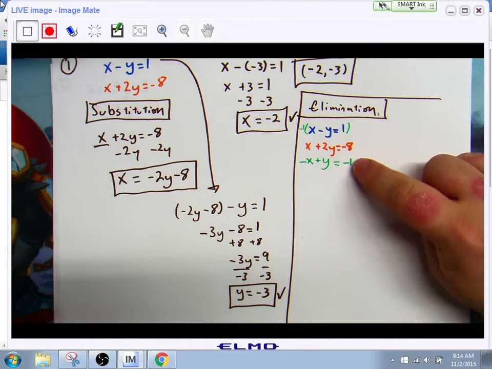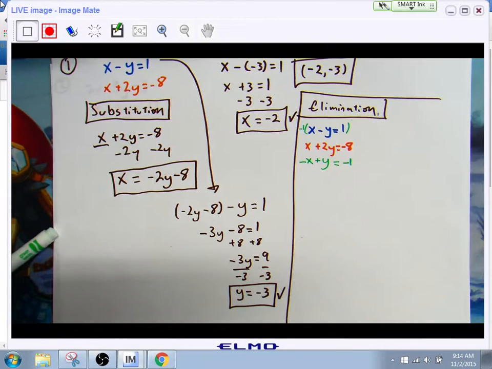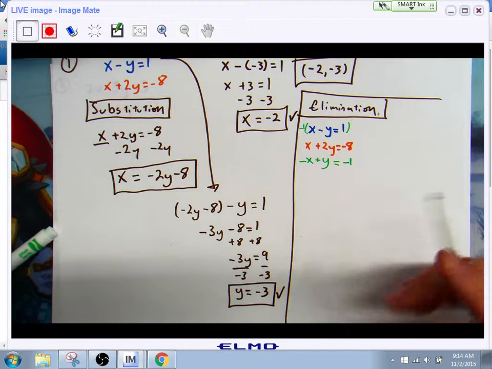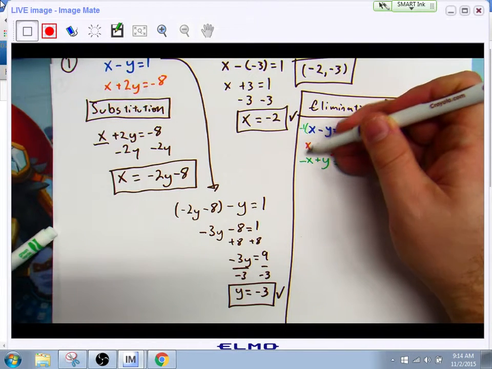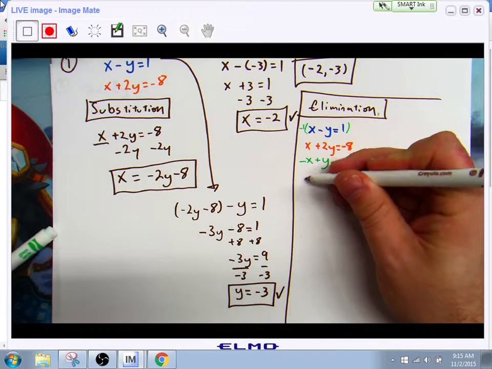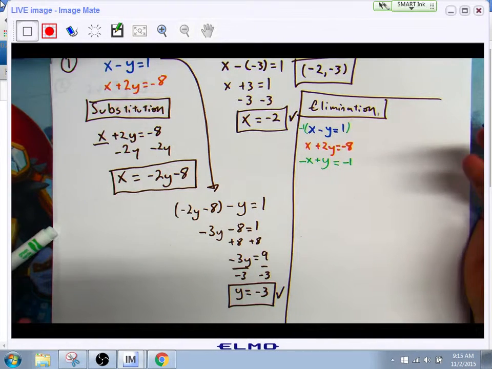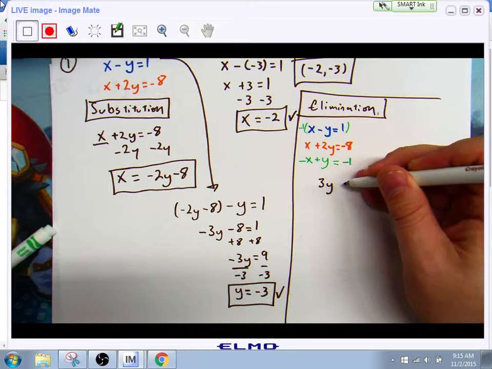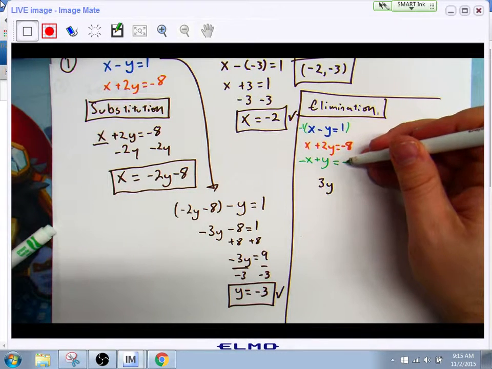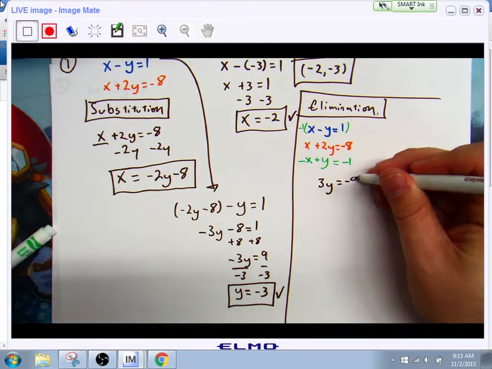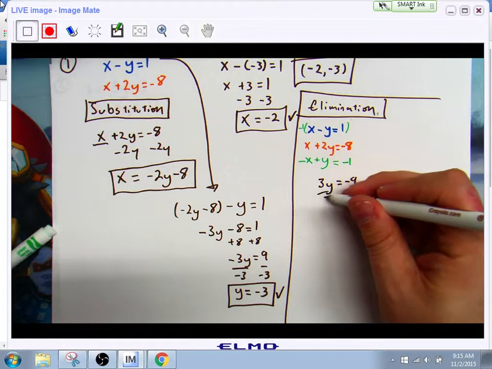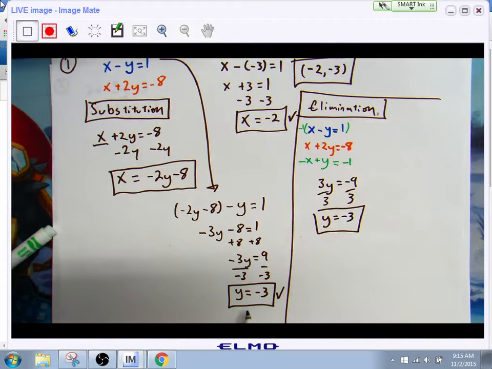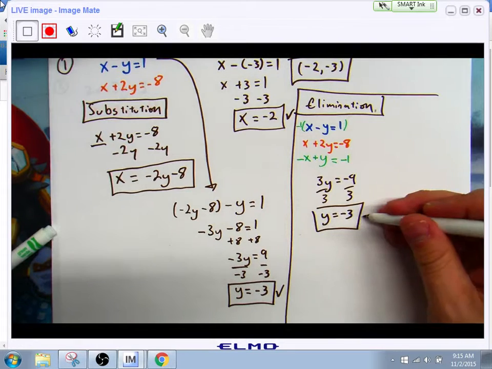So my green equation here is just my modified blue equation. Now that I have them, I see that my x's will eliminate. That's why I multiplied it by negative 1. And I can do this step now. I'm going to add these together. X plus negative x is 0. That's why we did it. So I'm not going to write anything here because it's 0. We don't need to add 0 to things. 2y plus a y is going to be 3y's. And then negative 8 plus a negative 1, well, that's going to be negative 9. I'm going to divide by 3, y equals negative 3. And sure enough, you can see, yeah, we got y equals negative 3 when we did it the other way.